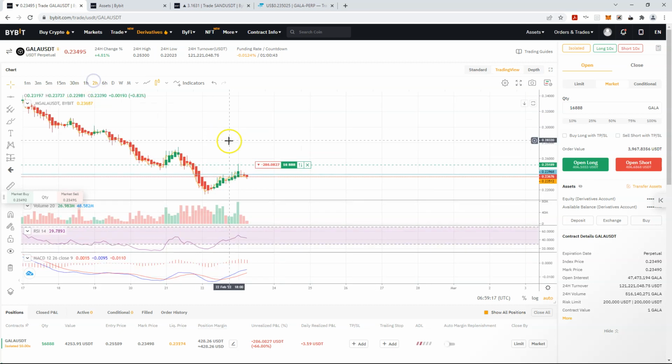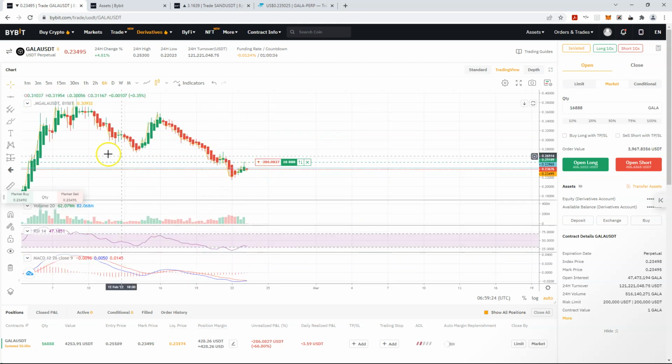That's red. We check the 2 hour. It's red. 3 of them. Not very strong, but they're still red. And the 6 hours red. It's not very strong, but that doesn't matter.